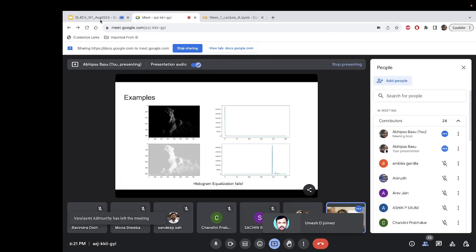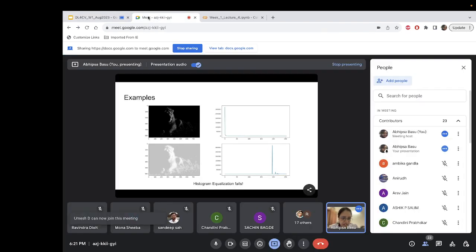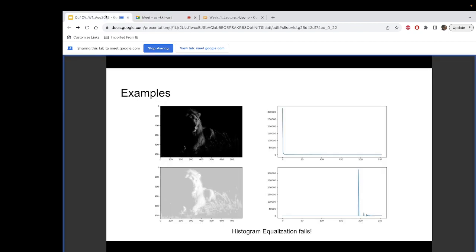Cool. So now we have gone through histogram equalization. Let me ask if any question is there from anybody. So please let me know. Okay, if not, then we'll move to the next topic.